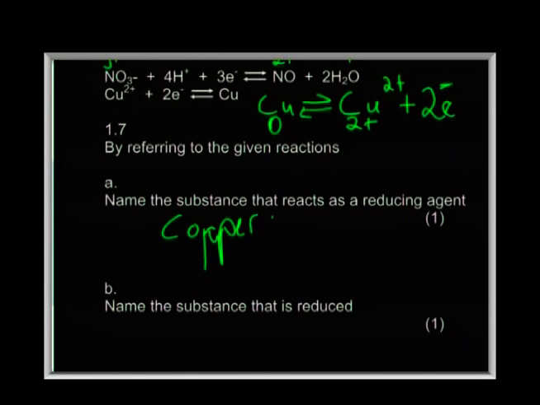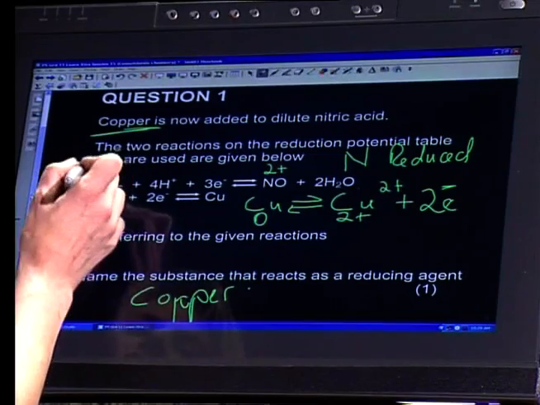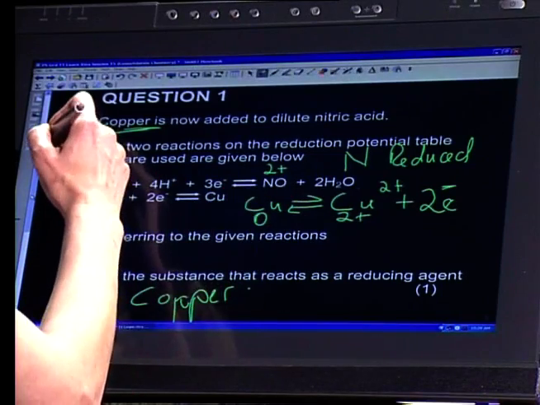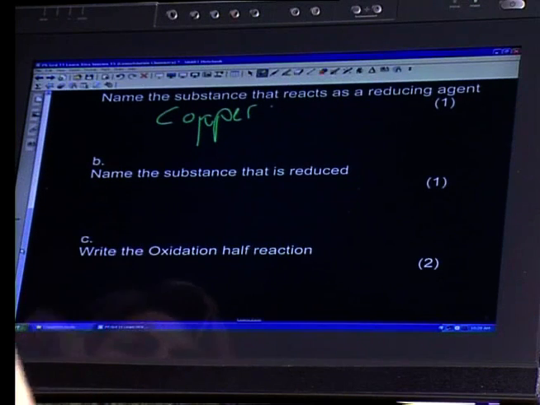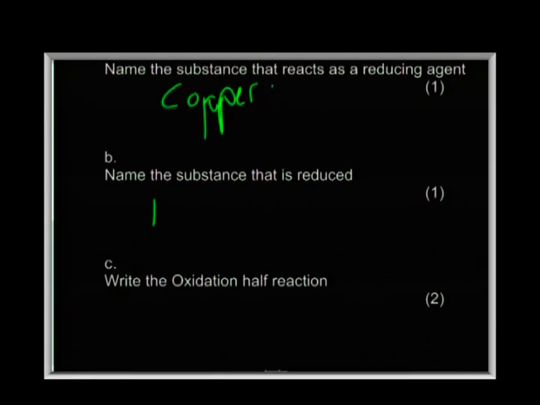The next question says, name the substance that is reduced. Now, if you look at your chemical equation as a whole, like I did beforehand, we already actually know that. What gets reduced? From oxidation state of 5 plus to 2 plus, the substance that gets reduced is nitrogen.